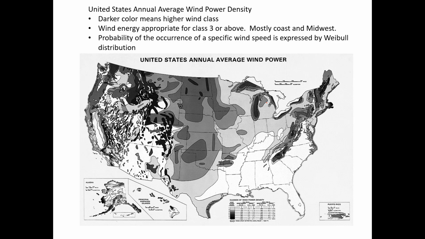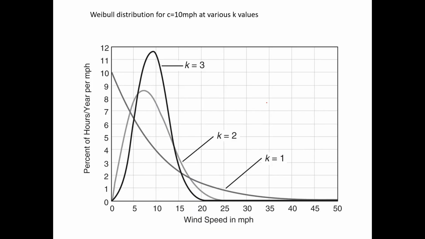These numbers are looked at in terms of a probability of occurrence of a specific wind speed. And those are expressed in terms of something called the Weibull distribution. The Weibull distribution basically gives you the percent of hours per year per mile an hour as a function of wind speed. So you can see, for example, this curve increases to a certain wind velocity here of about just under 10 meters per second. And that would represent about 11.5% of the total hours per year that wind speed is occurring.